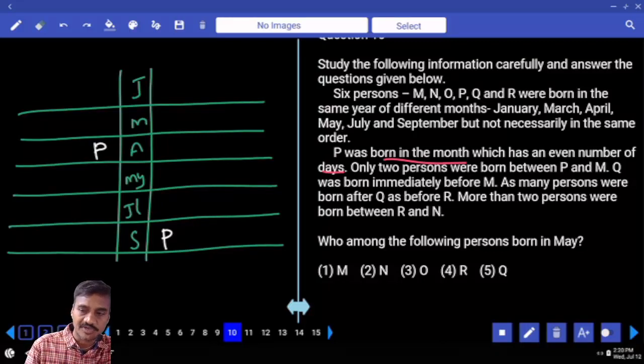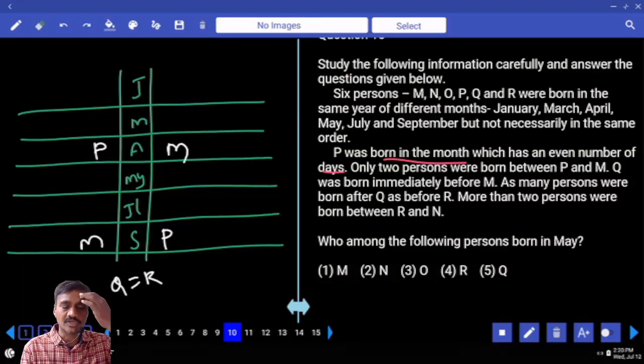P can be in the month of April with 30 days, R can be in the month of September. And there are 2 different possibilities, and 2 persons between P and M, and as many persons born after Q as before R. Now Q and R must be equidistant. More than 2 persons between R and N. In between R and N, how many persons? More than 2 means how many persons we must have? 3 persons. Hence in between R and N there must be exactly 3 persons.